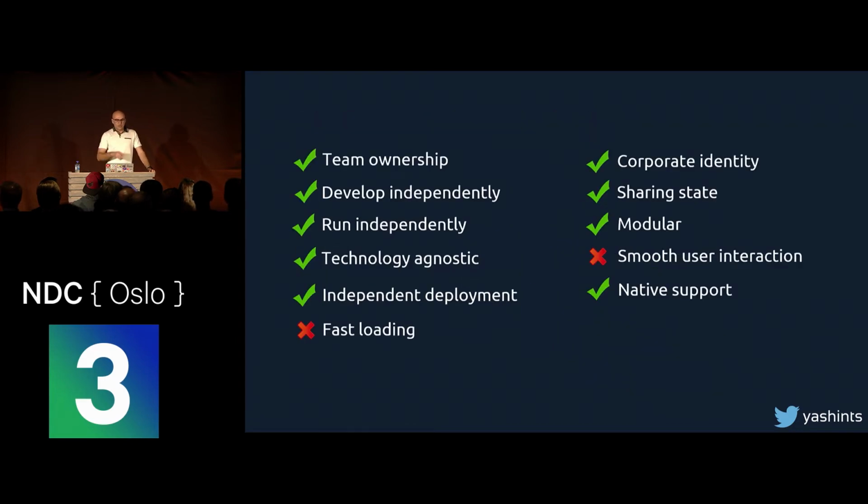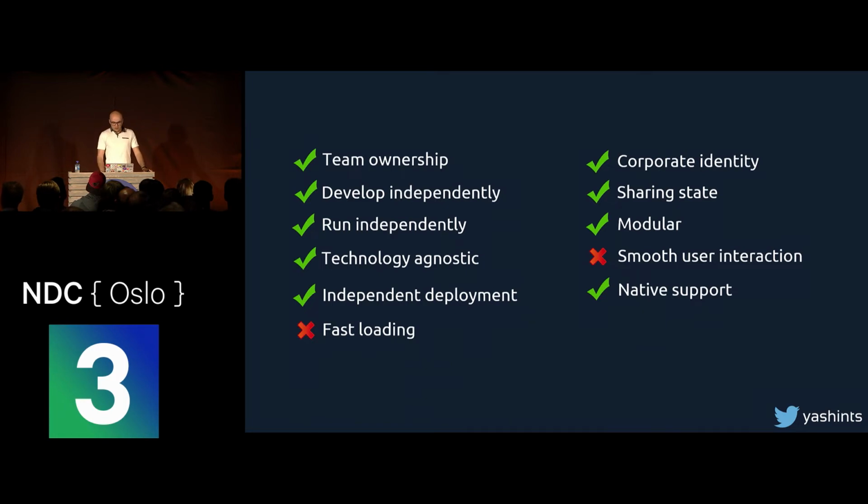So when it comes to criteria, yeah, they had team ownership, they could run and deploy independently. It wasn't fast loading again, as we mentioned before, but they had corporate identity because at the end of the day it was under the same app on the client side, so they could implement some sort of corporate identity. Sharing state wasn't that hard anymore. They could really share state from the client side through the server side as well. But the user interactions weren't that smooth anymore. The user had to wait for the edge server to go and fetch stuff and then come back.